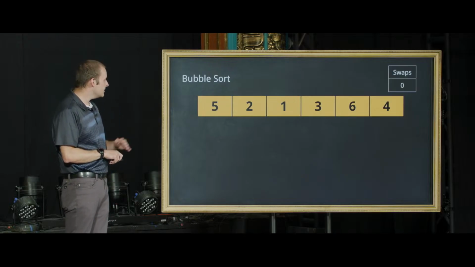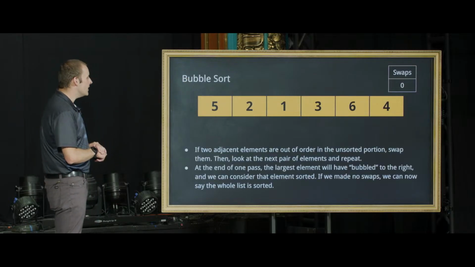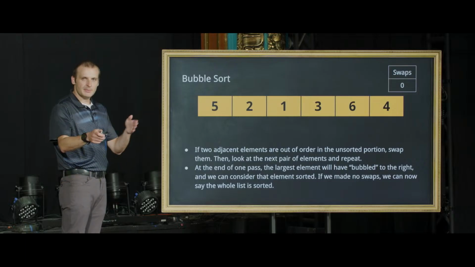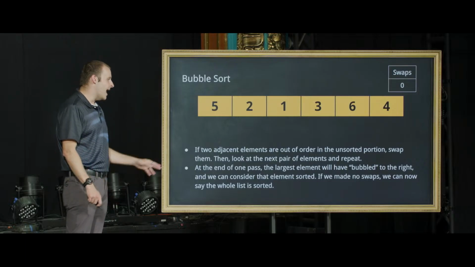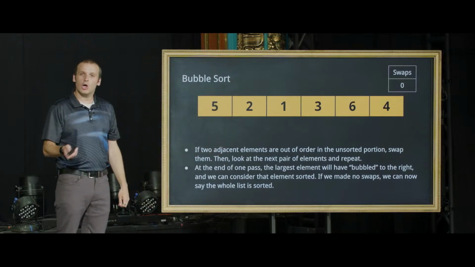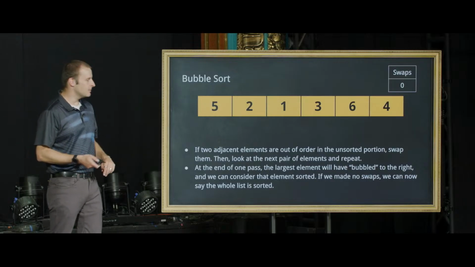Let's go through this process again. Here is our algorithm, and we're going to keep track again, as I mentioned, of how many swaps we have. If two adjacent elements are out of order, swap them, then look at the next pair and do it again. And at the end of one pass, once we have gone through the entire thing once, hopefully the largest element should have bubbled or been pushed as far to the right as possible.